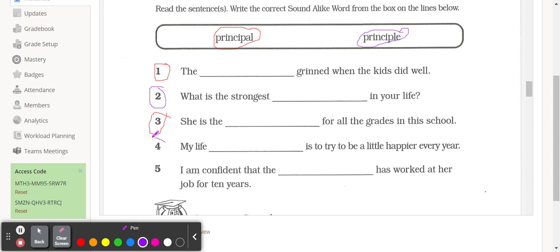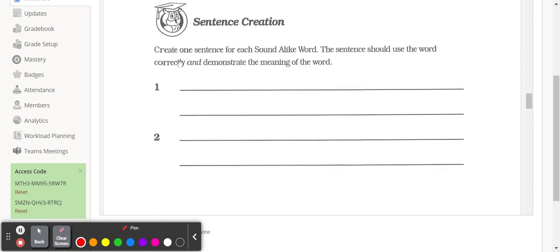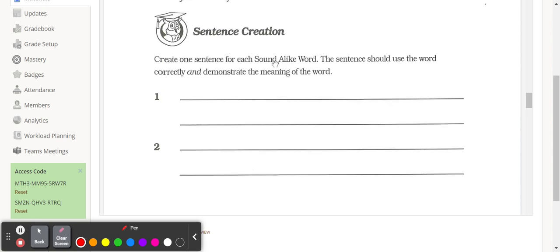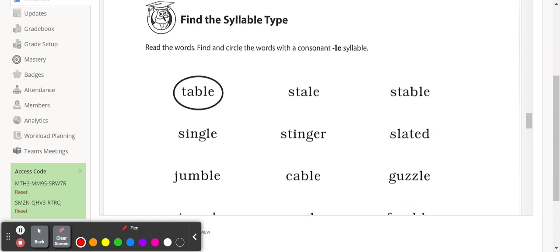That would be this one, a rule or something that you believe in. All right, number five. I am confident that the principal has worked at her job for 10 years. That would be, there's a pattern here on this one, principal. Okay, great. Down below it says, just create one sentence for principal and one sentence for principle. Okay, check capitalization and punctuation, please.